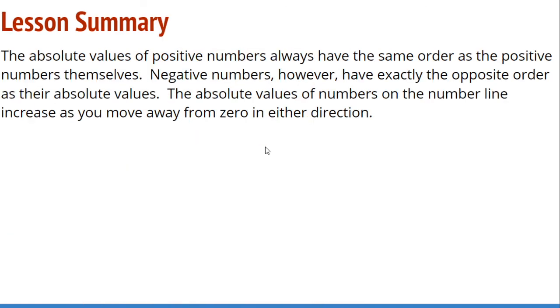The absolute values of positive numbers always have the same order as the positive numbers themselves. Negative numbers have exactly the opposite order as their absolute values. The absolute values of numbers on the number line increase as you move away from 0 in either direction. The farther you are from 0, the greater the absolute value.